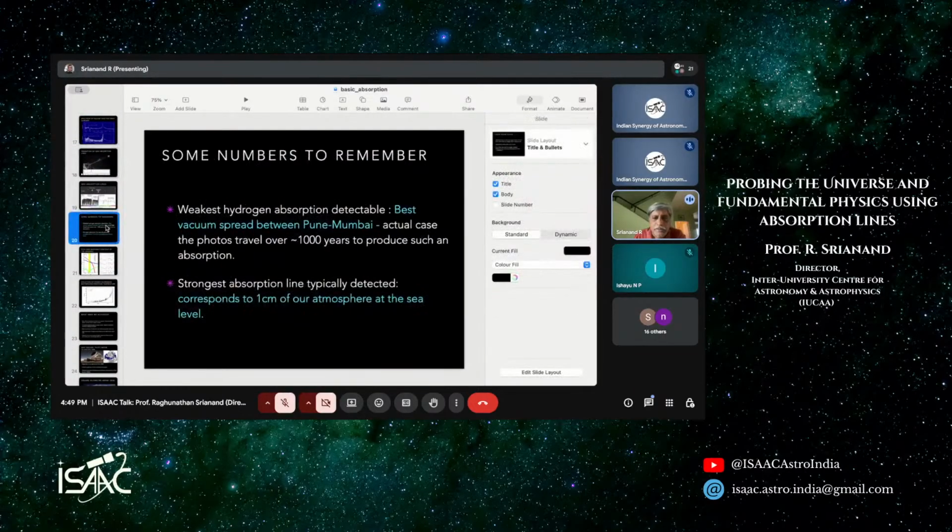So what can you do with it? Just to give you an example, just to put you in touch with this: the weakest hydrogen absorption detectable. One minute, I think just.